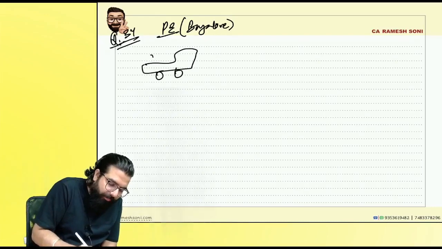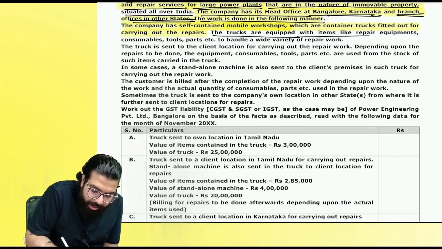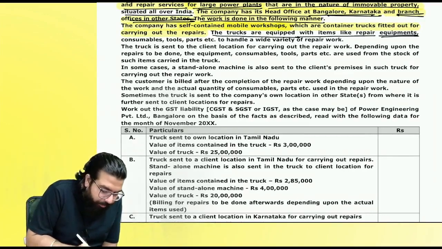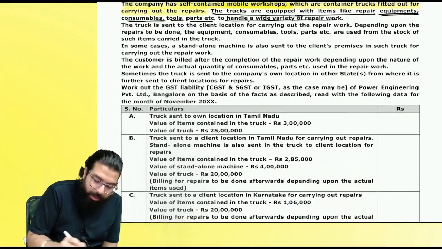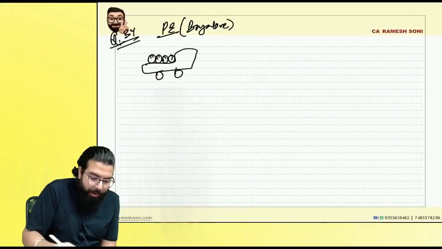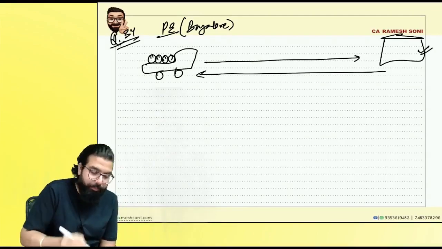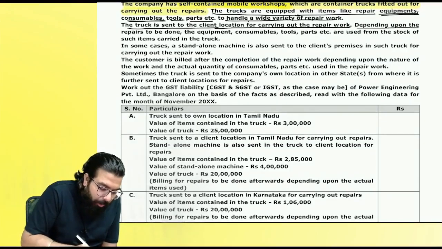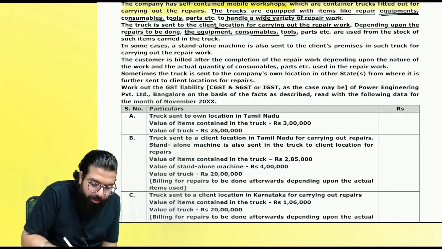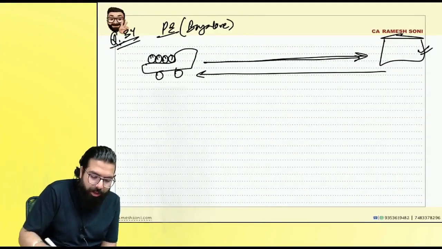In the truck, what is there, everyone? Tools are there. The truck is equipped with items like repair equipment, consumables, tools, and parts to handle a wide variety of repair work. The truck is sent to the client location for carrying out repair work. They will go to the client location. If the client is over here, they will do the repairing work and come back. Then, depending upon the repair to be done, the equipment, consumables, tools, and parts are used from the stock of such items in the truck. Whatever is required, they will use. They will do the repairing and come back.